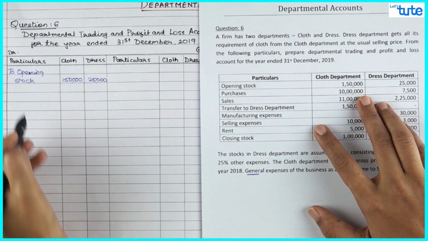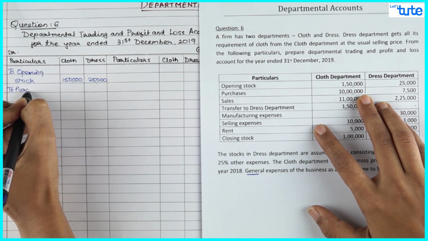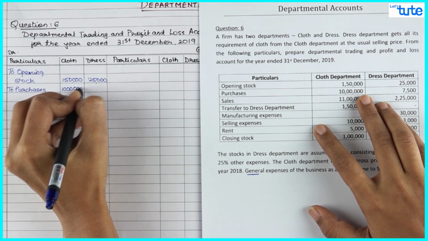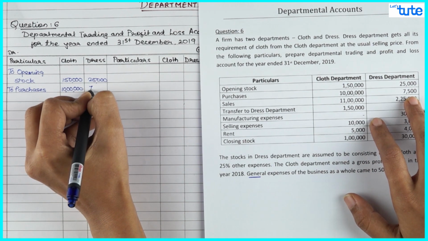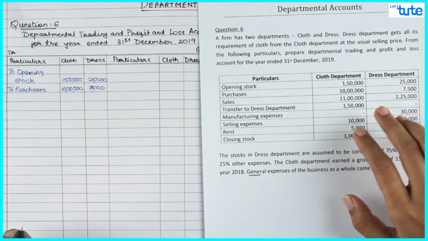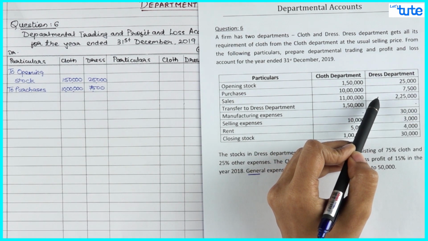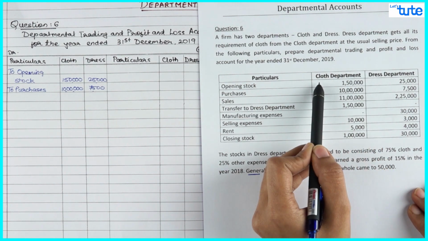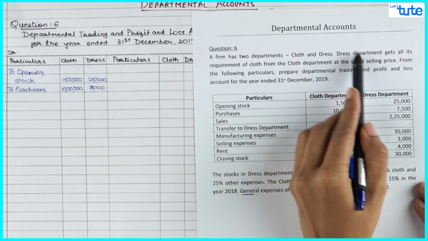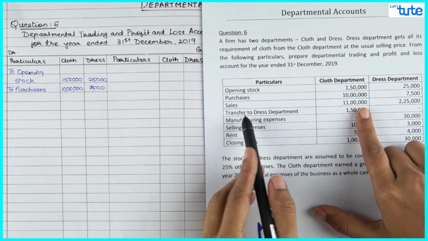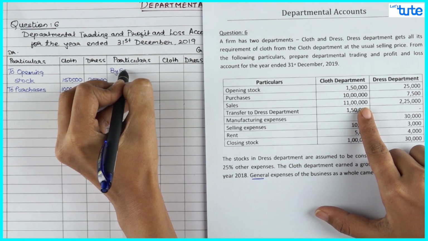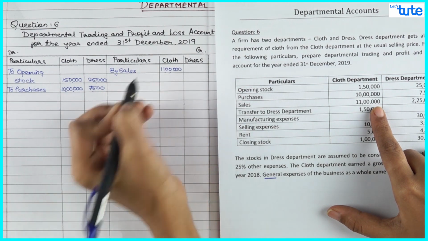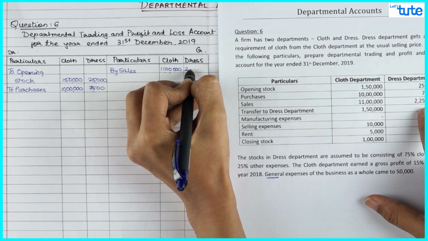Then we have purchases. Purchases, it is 10 lakhs, and for dress department it is 7,500. If you can see, the purchase in this dress department is very low because all the requirement of the goods for this dress department is supplied by cloth department itself, which was given in the first paragraph in the question. Then that is the sales. Sales by cloth department is 11 lakhs, and by dress department it is 2,25,000.